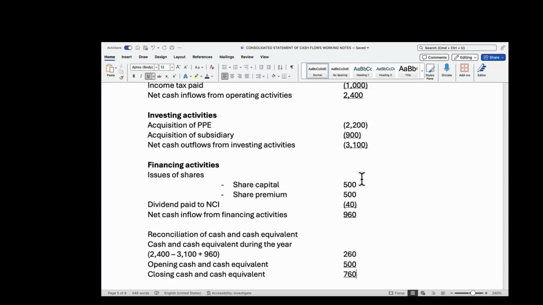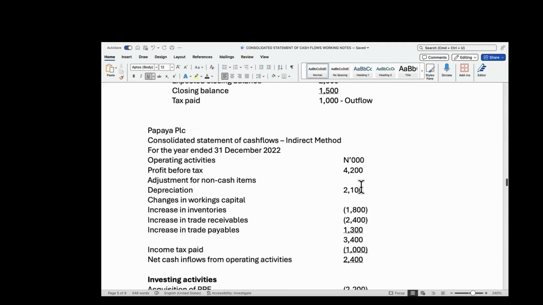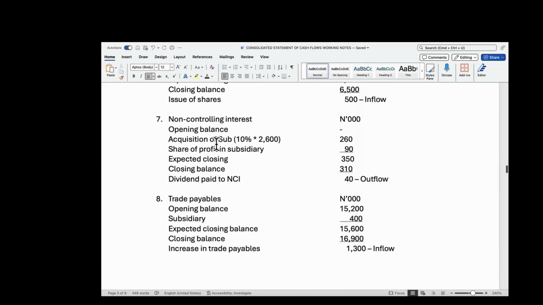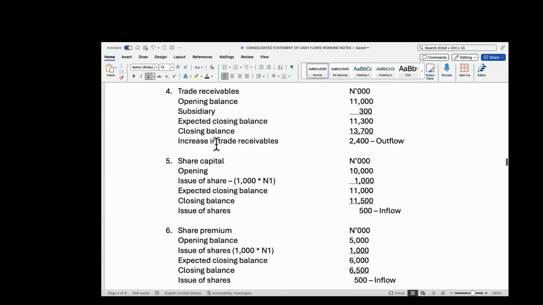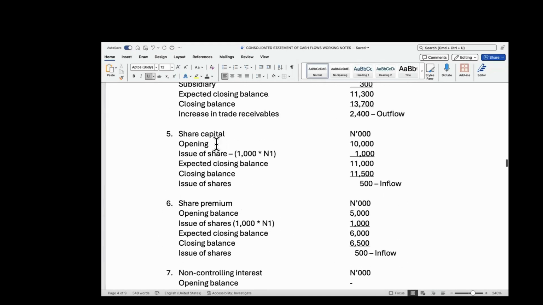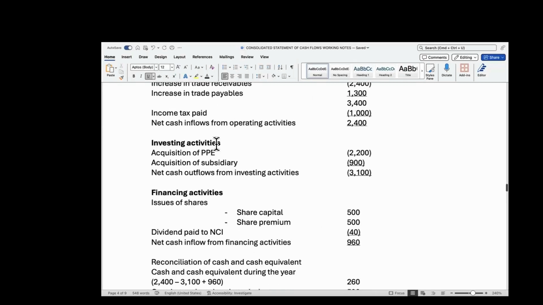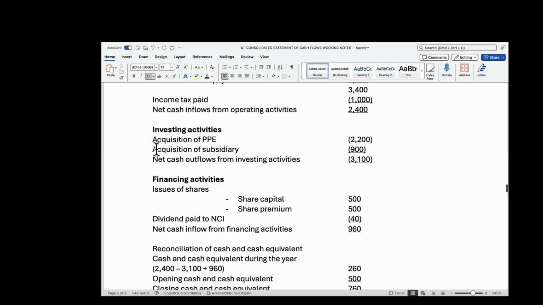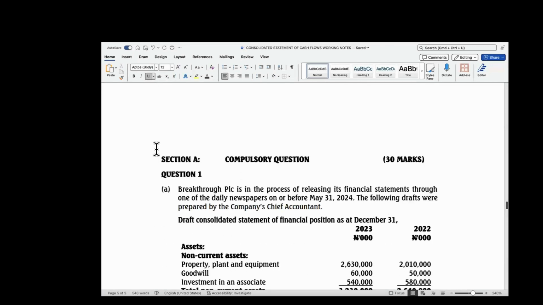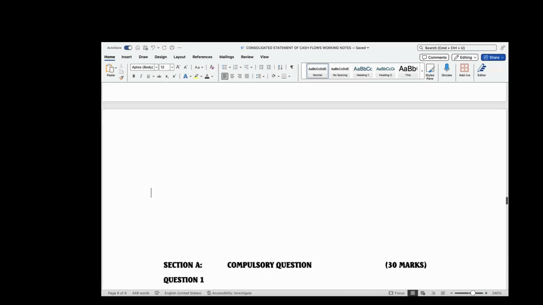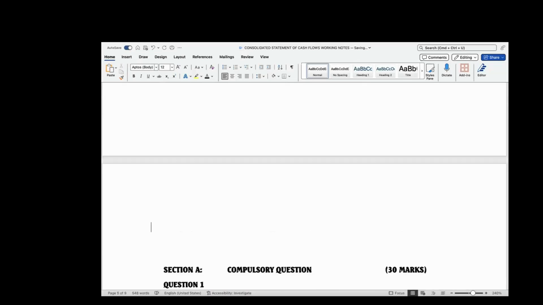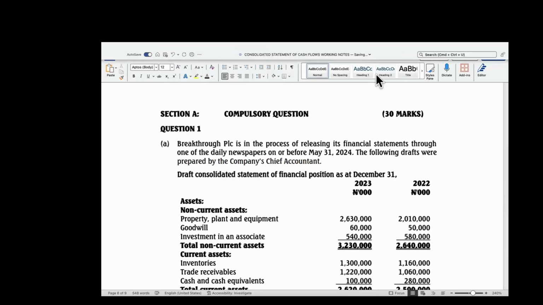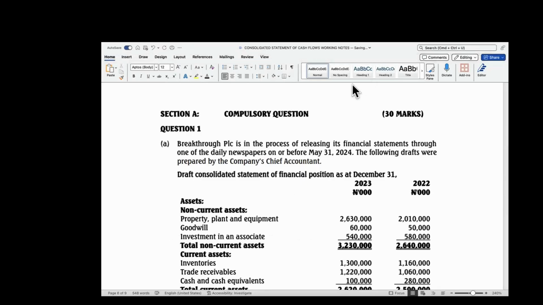Just do something, which is why preparing the cash flow itself is not difficult at all. The major work is identifying all the movements. After that, you're just plugging in. If you know what you're doing, you're just plugging in like that. Okay, so that's the end of this question. Now there's another question here. Let's solve one more question, then I'll discharge you guys for today.